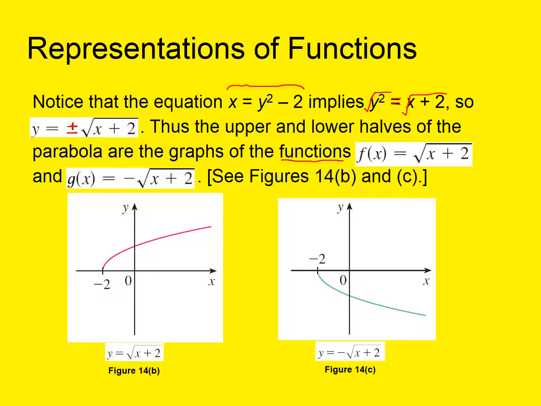So top half, f of x equals the square root of x plus 2, bottom half, call it g of x, equals the negative of the square root of x plus 2. Both of which individually, again, pass the vertical line test, but separately, put together, considered as one relation, not a function.